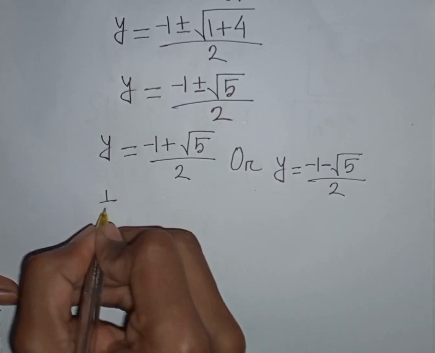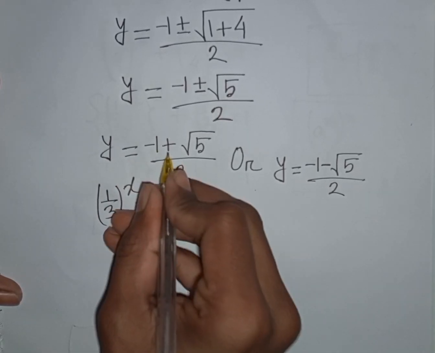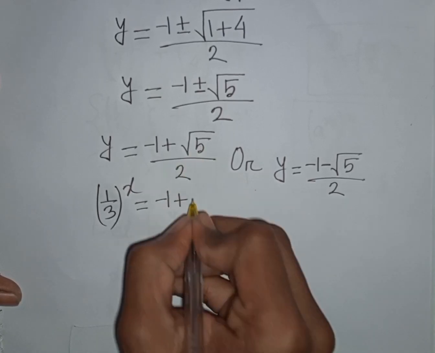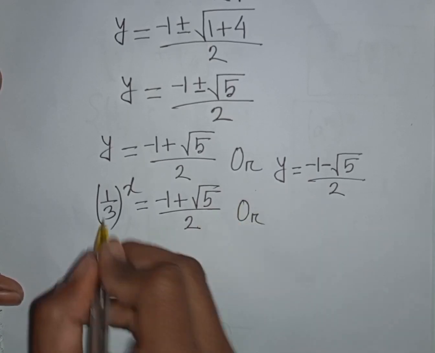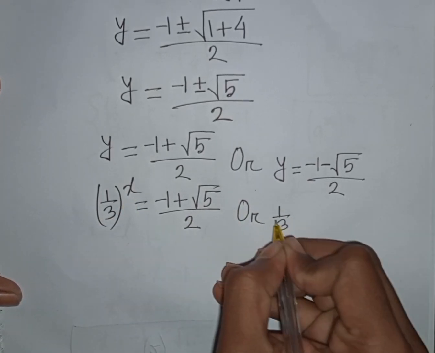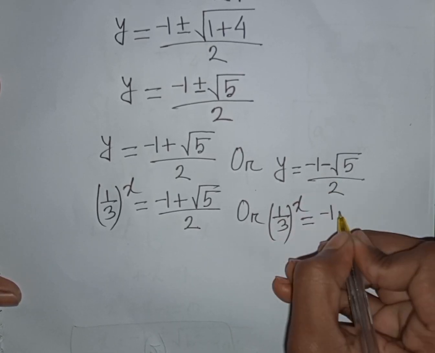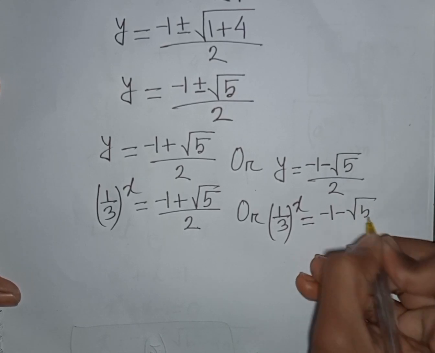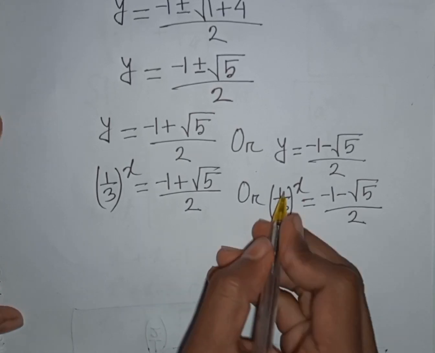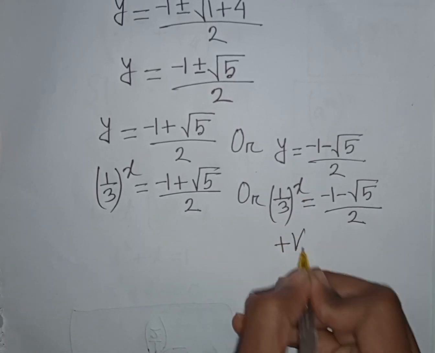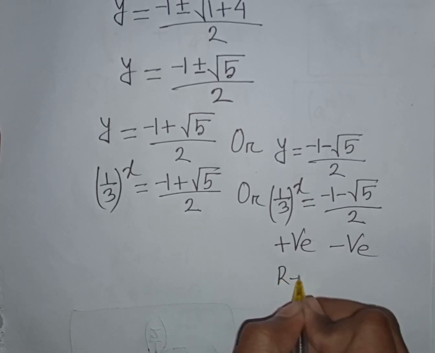So 1 by 3 bracket power x is equal to minus 1 plus square root of 5 divided by 2, or 1 by 3 bracket power x is equal to minus 1 minus square root of 5 divided by 2. Now we see 1 by 3 bracket power any number is always positive, but this is negative. So positive cannot be equal to negative, so this is rejected.